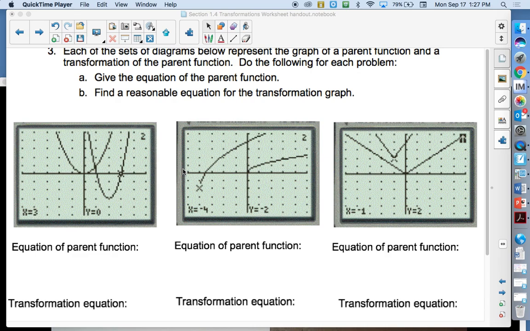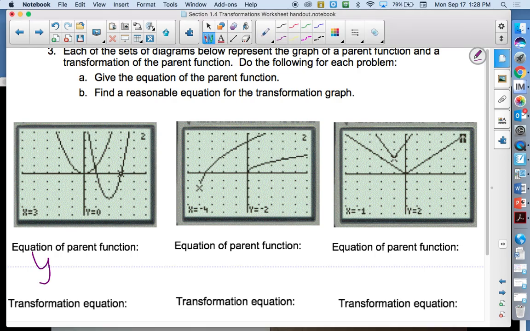Look at the set of diagrams. It shows the parent function, which is the basic one. And then we want to describe how to translate it to get it to shift from the parent to this new function, the second function that's drawn on there. So if you look at the first on the left-hand side, Virginia, what would that parent function be? This one right here. Yeah, that's a parabola, just y equals x squared.